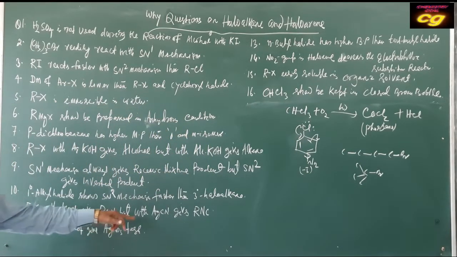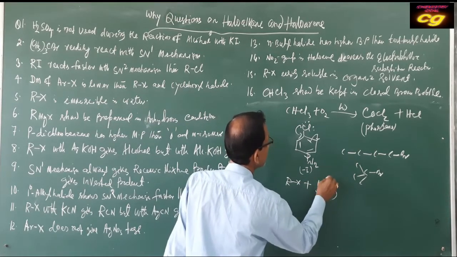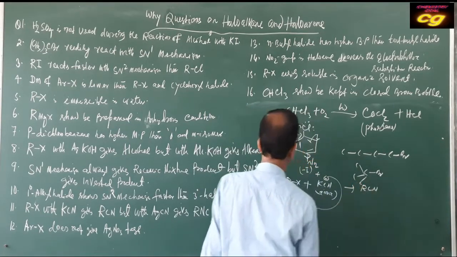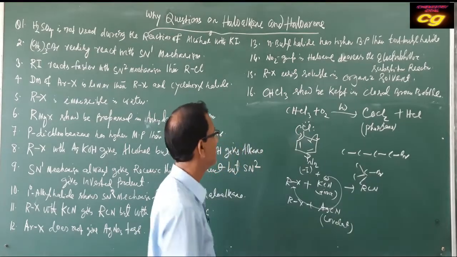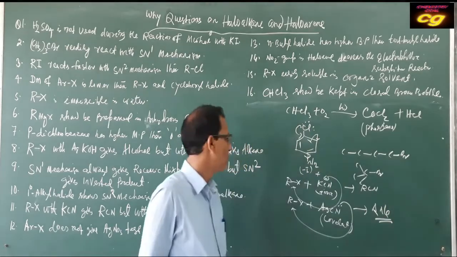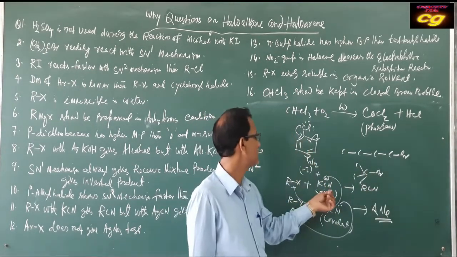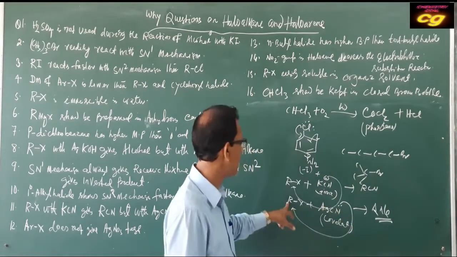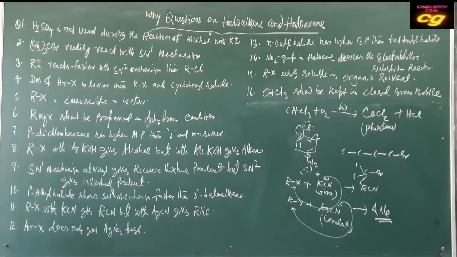RX with KCN gives RCN, but with HCN gives RNC. KCN is ionic, so carbon gets the negative charge, giving K plus and CN minus, and CN minus attacks R, producing RCN. CN minus is a nucleophile. But HCN is covalent, so it cannot produce free CN minus, and the nitrogen having a lone pair attaches to R, forming RNC. So here carbon is attached to R in RCN, and nitrogen is attached to R in RNC. This is the difference between RCN and RNC.